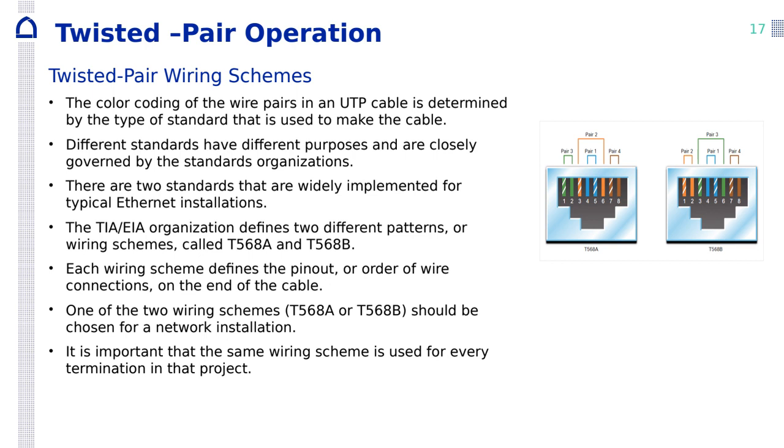If you look here, this is the wiring inside. The color coding of the wire pairs in a UTP cable is determined by the type of standard that is used to make the cable. Okay? And there are two different standards for the wiring. Guys, which wire do we choose, and the order of the wiring, there are two standards, T568A and T568B. This is done by the TIA/EIA organization. This is standard. Both sides should be the same standard. I cannot use one standard on the receiver and a different standard at the transmitter. It will not work, of course.